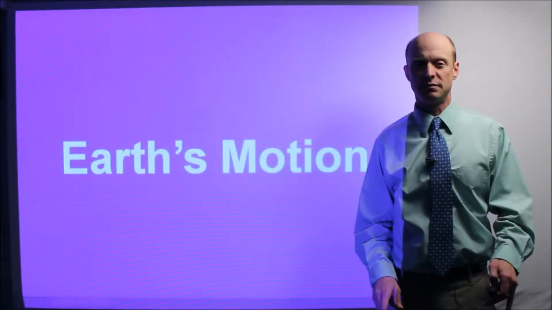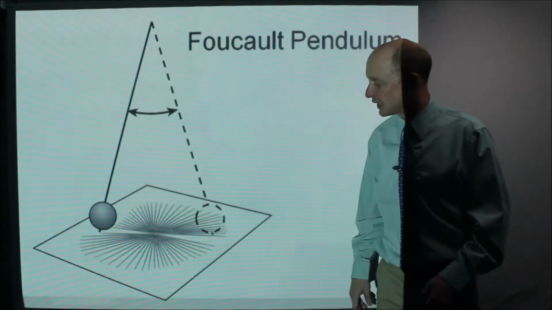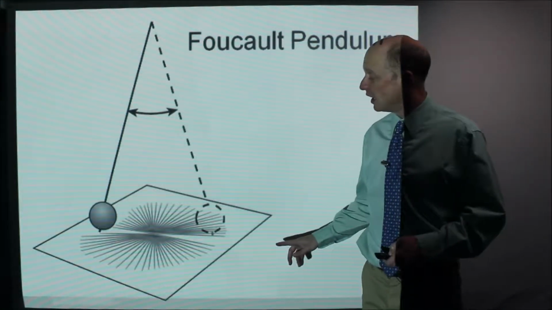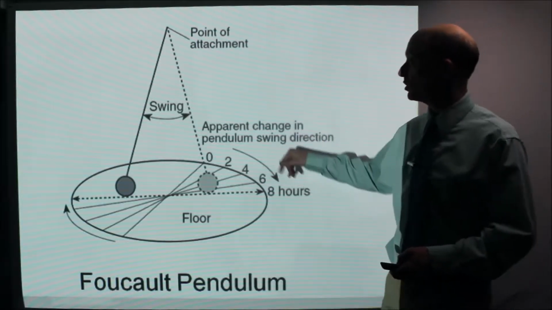Earth's motion. Okay, here we go. This is a Foucault pendulum. Okay, you probably have seen it. I have one representation of it here. A Regents diagram shows it this way. Another one shows it like this, and it shows the hours here.